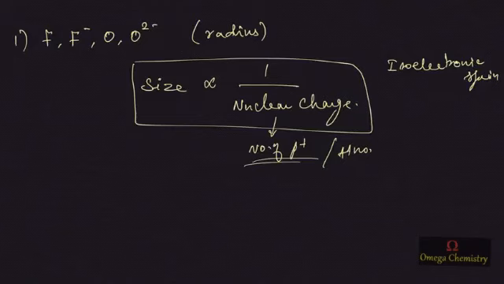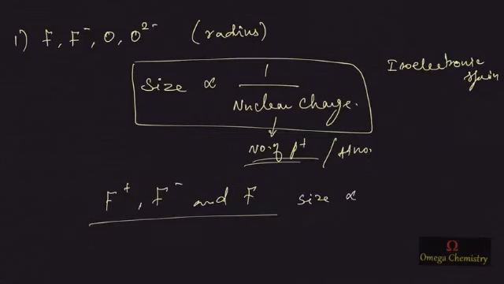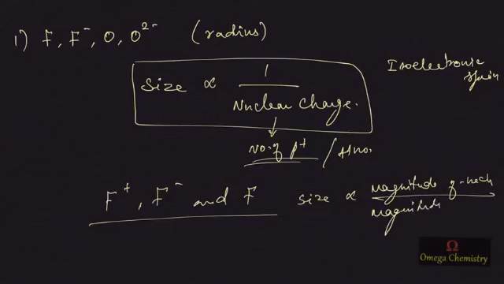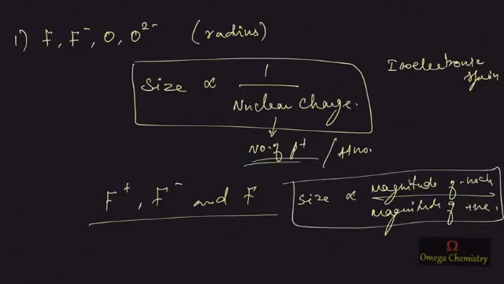Now if species of the same element are given, for example F plus, F minus and fluorine, that is, the cation and anion of the same element and its neutral atom, then the size will be directly proportional to the magnitude of negative charge and inversely proportional to the magnitude of positive charge, right? So this is the relationship which is applicable to species of the same element.